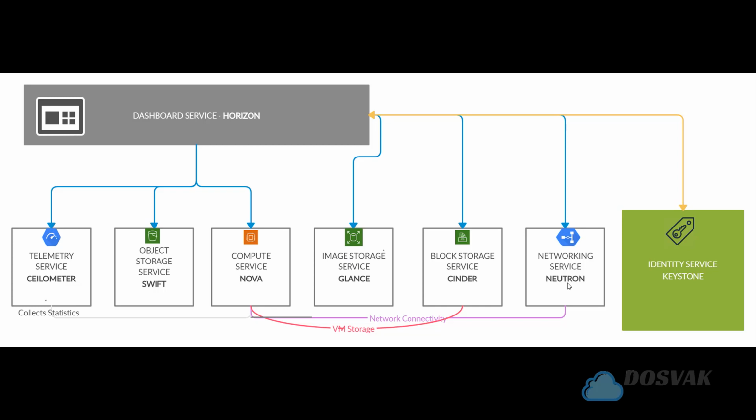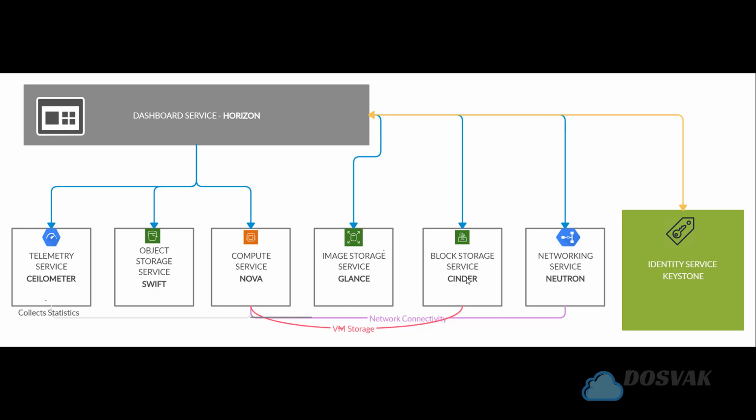Next service is the networking service, which is Neutron, which is responsible for providing external connectivity as well as inter virtual machine connectivity and DHCP services to the virtual machines residing in the Nova Compute service.